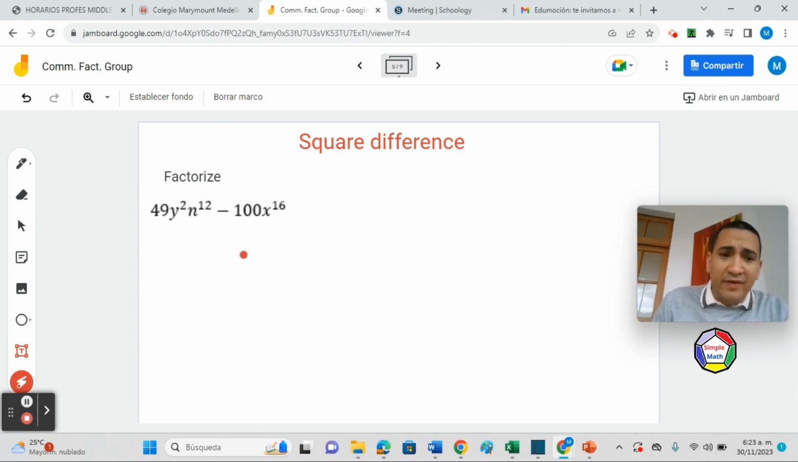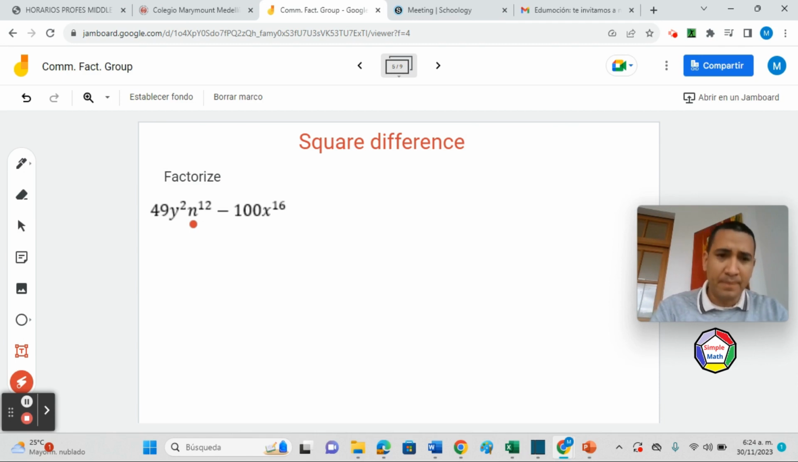If you see, there is not a common factor, because there is not a number that we can divide both or a letter that is common. It's not, of course, common factor by grouping, because for common factor by grouping we need at least 4 terms, and here we have 2. So the next case we analyze is square difference. How do we solve a square difference?